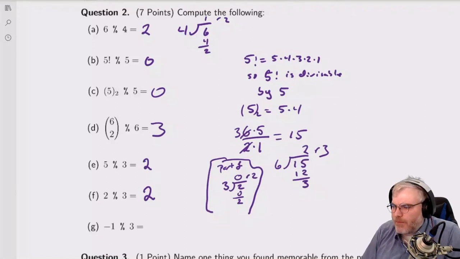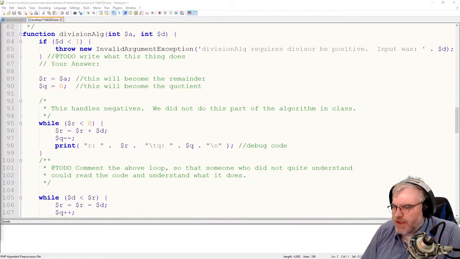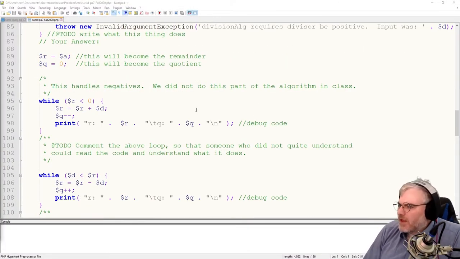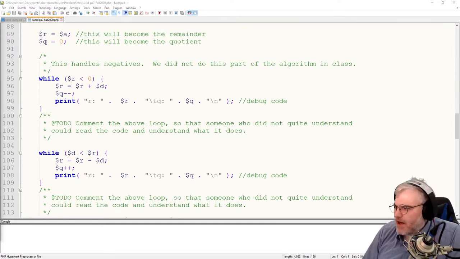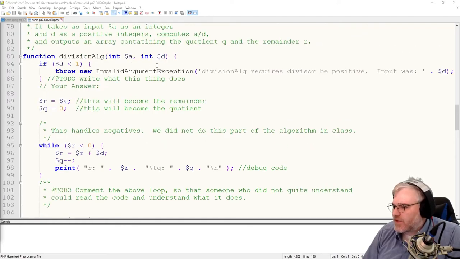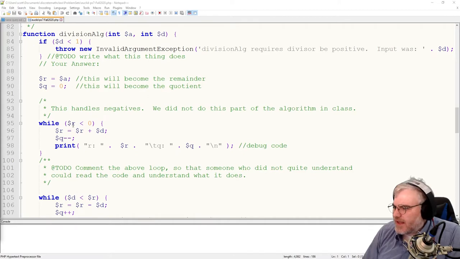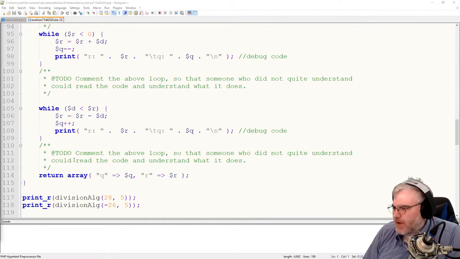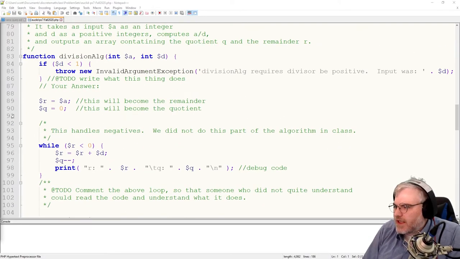All right, so if I pull this up on screen here, notice what the division algorithm is going to do. Right now, for 2 mod 3, that means A was 2 and D was 3. So it's not the case that R is less than 0. So I'm going to come down here, and then it's going to check while D is less than R. Well, D is not less than R, right? So it's just going to skip, and it's just going to return what it initially had as its R.